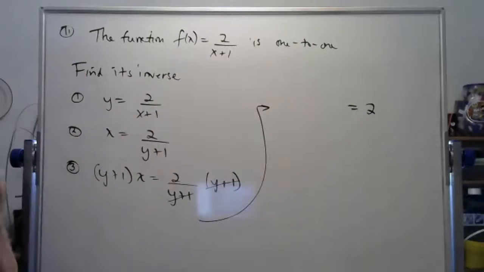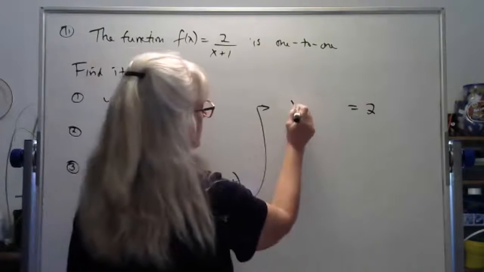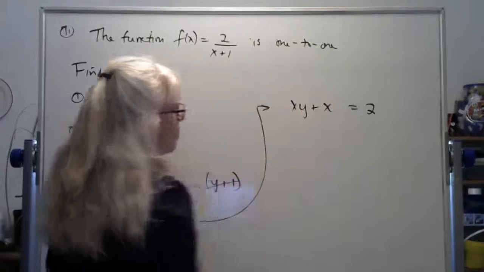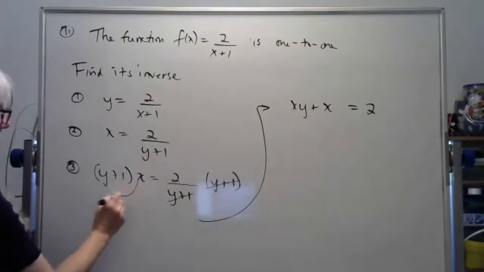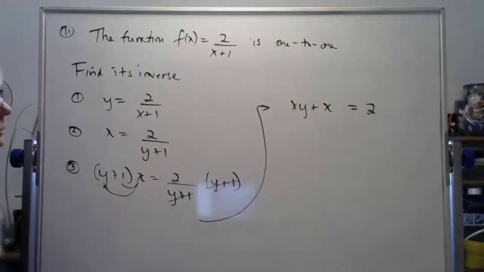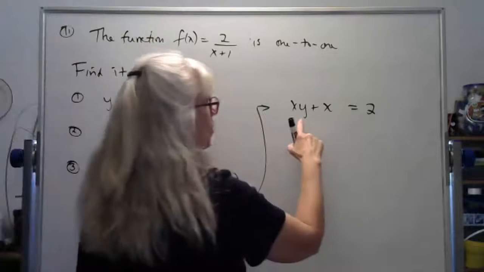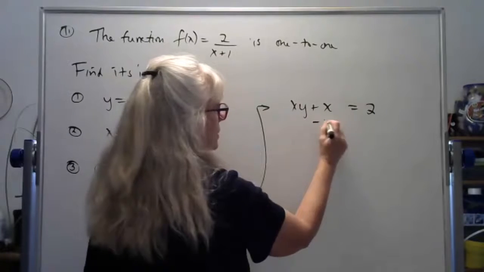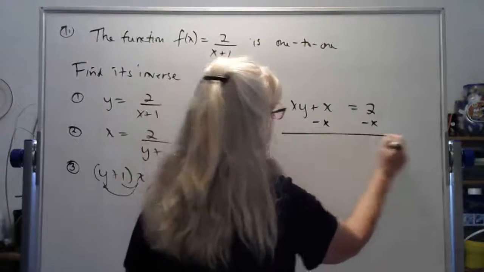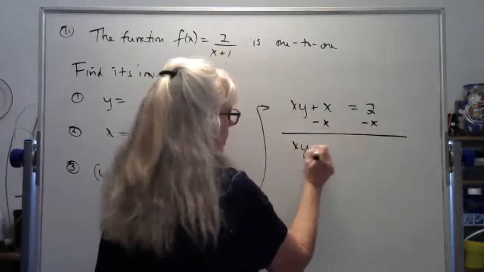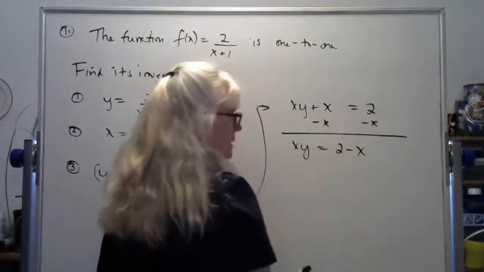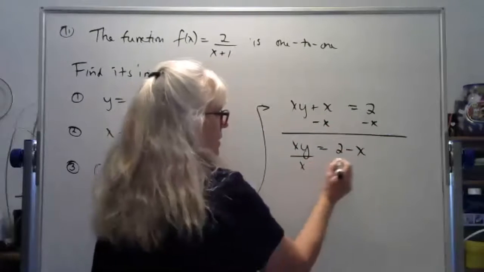On the left-hand side, and you can do this a couple of different ways. I choose to distribute because I think it's cleaner. That is just me. So we're going to do xy plus x. So all I've done is multiplied this x into the y and this x into the 1. And we're solving for y, so let's get this term by itself. So let's go ahead and subtract the x from both sides. We'll get xy equals 2 minus x, and then we'll divide everything by x.